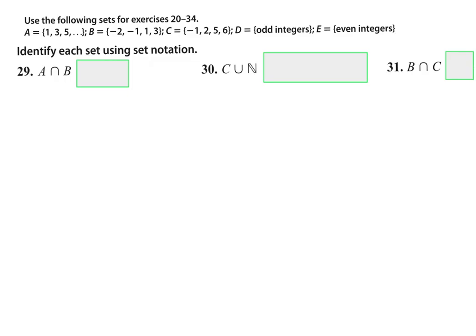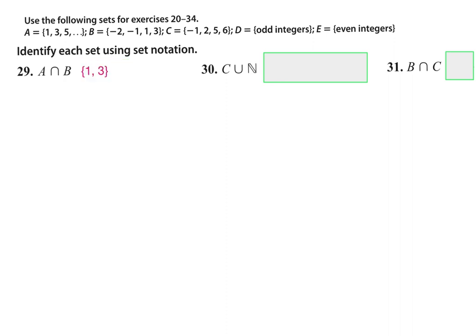This first one, A and B. What does that notation in between them mean? Intersection, which means where they cross over, the ones that are in both sets. So what numbers fall in A and also fall in B? 1 and 3.